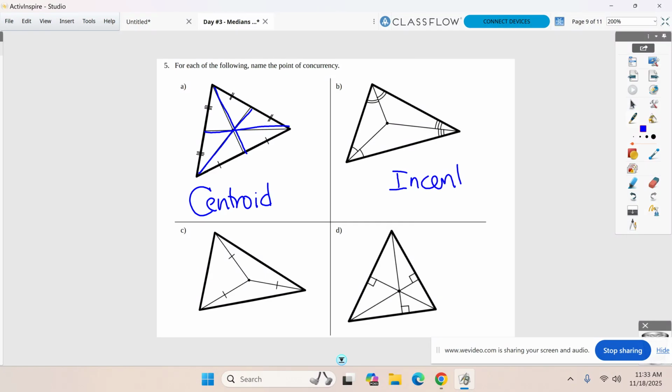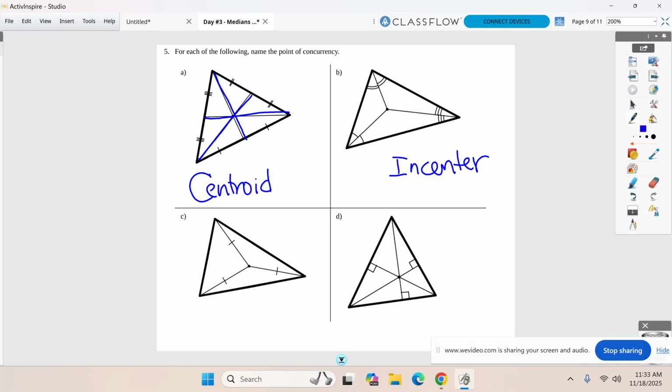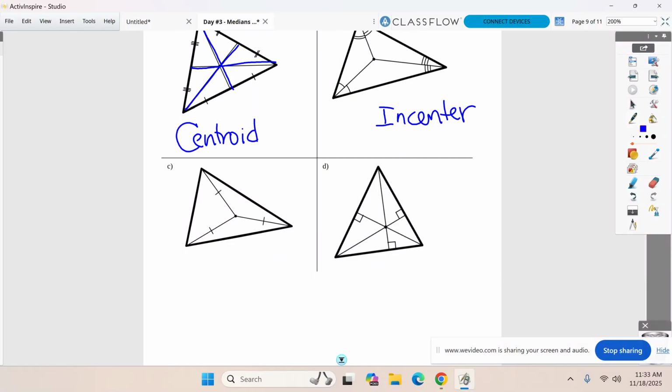Good. I loved seeing you guys struggle with C. I love C. Here's why. Because if you just look at those lines, you're like, all right, those are not perpendicular bisectors. Angle bisectors? I don't see any arc marks. Altitudes? I don't see any right angles. They're not medians because they're not drawn to the midpoints. So he didn't give me much.